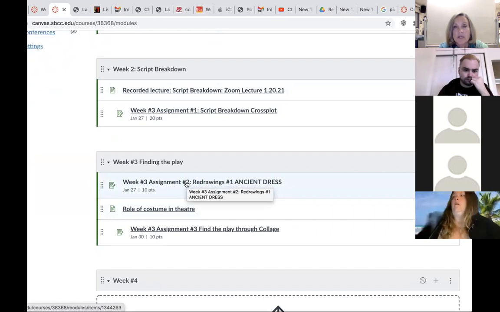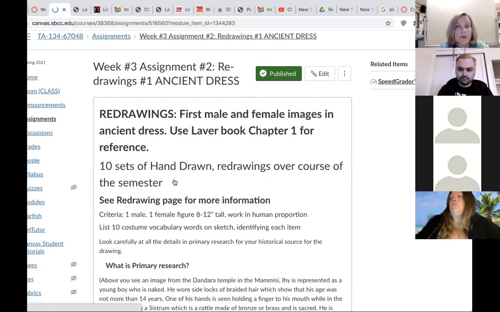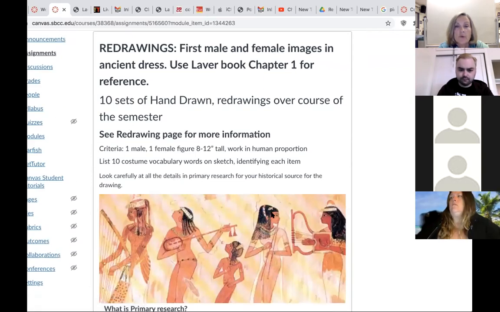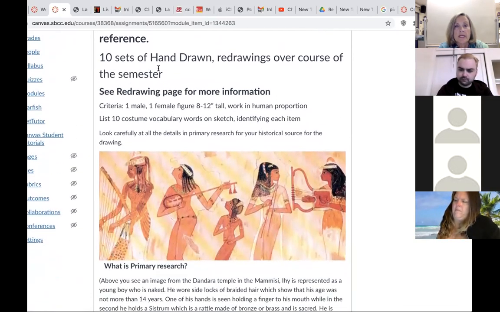We've had extensive discussion on redrawings in the lecture, I don't know, either the first or second lecture. And so I want you to just take a quick look at that so that you can see I have put in a piece. This is not from your book, but the first one is Redrawings Ancient Dress. First male and female figure in ancient dress. Use the Laver book for reference. 10 sets of hand-drawn redrawings over the course of the semester.